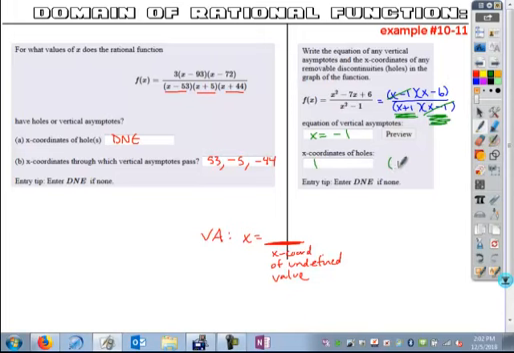So once again, if they ask you for the whole ordered pair, you could plug 1 back into this and solve to get your total ordered pair. But again, usually you're just going to be asked to locate the x-coordinate for that.